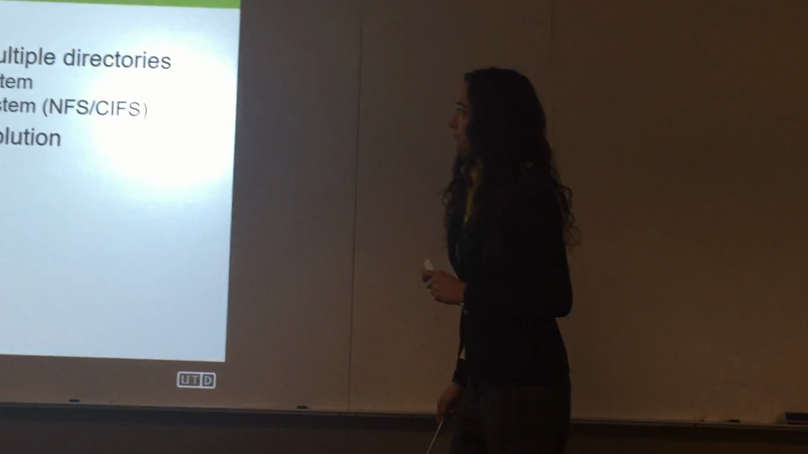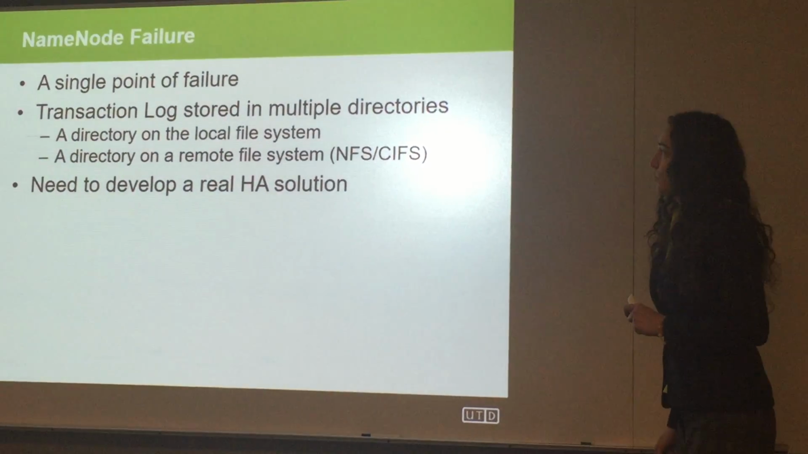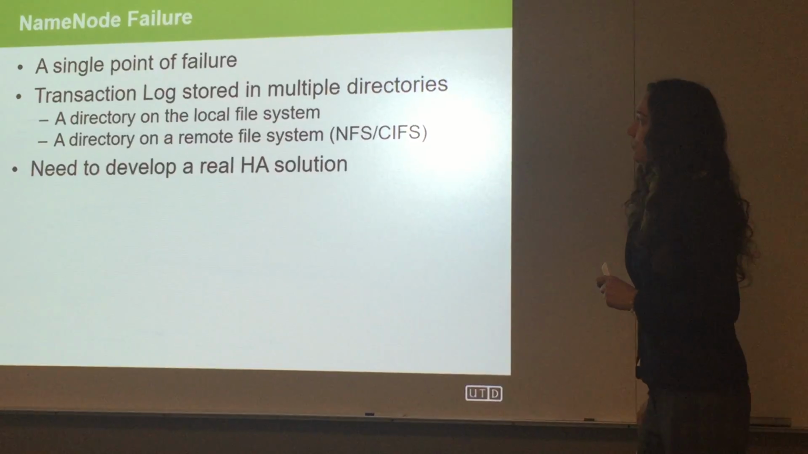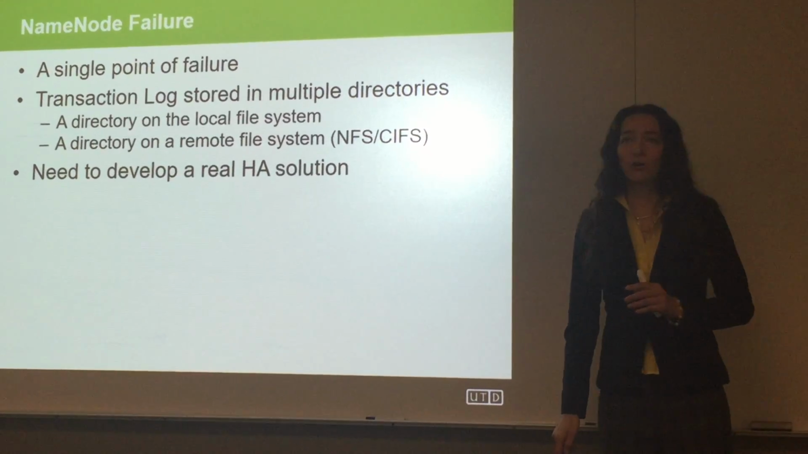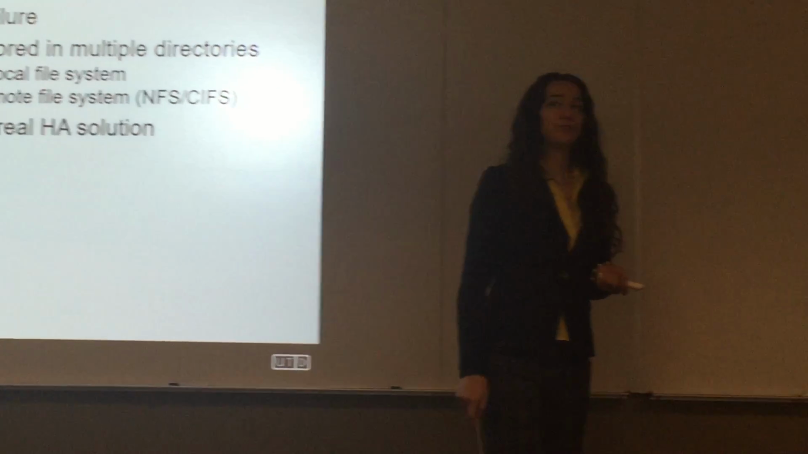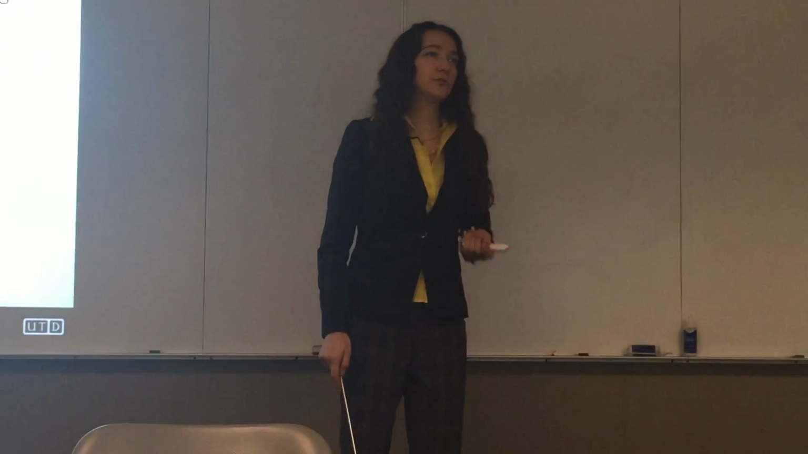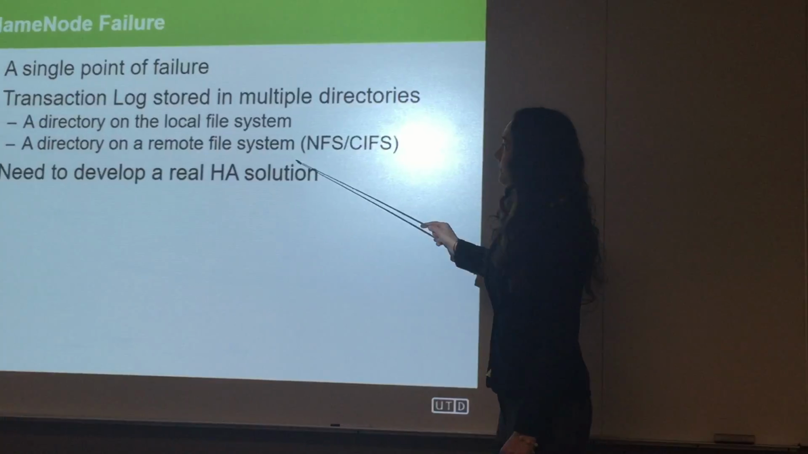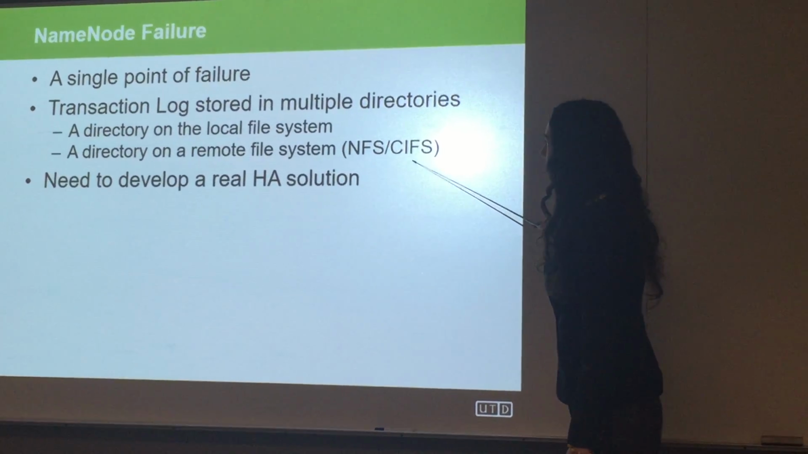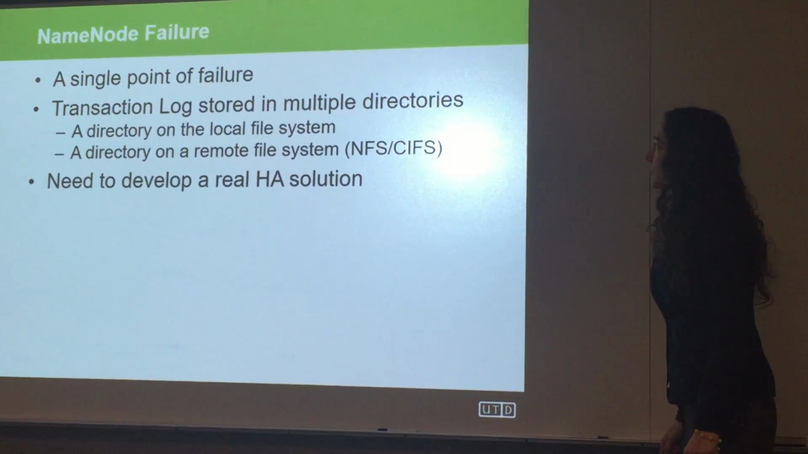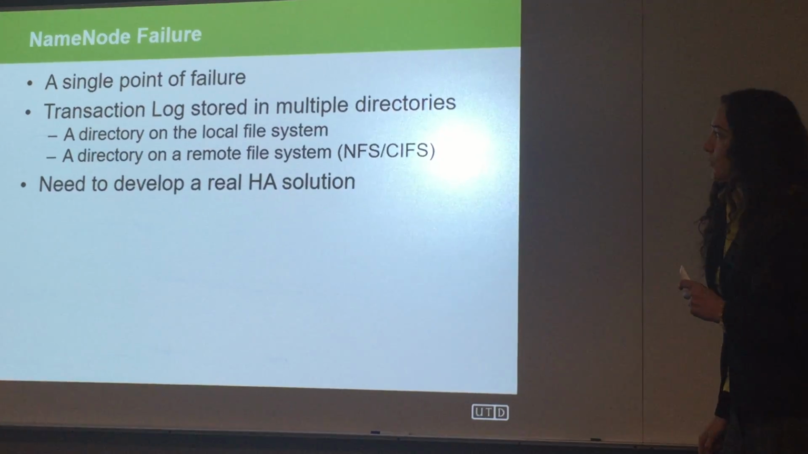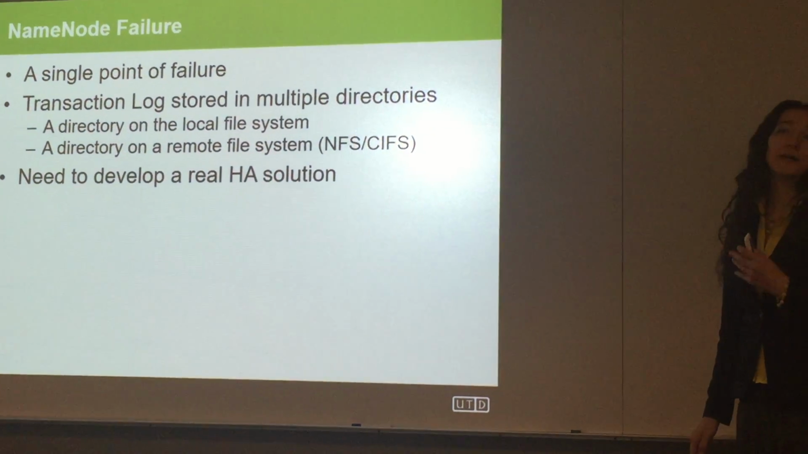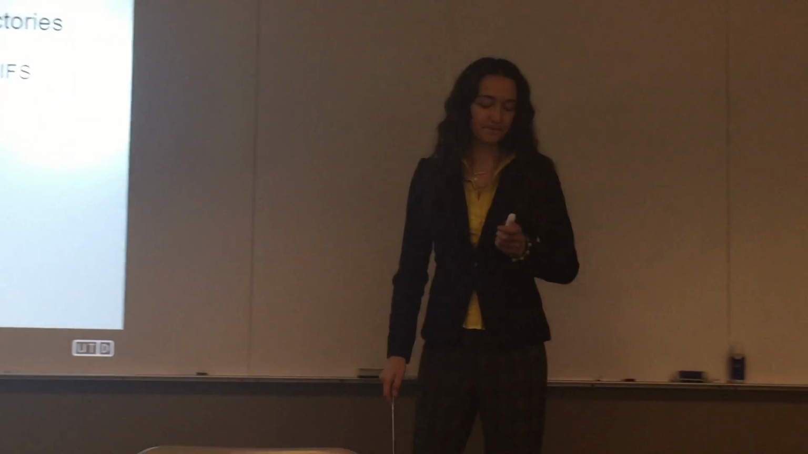NameNode failure is a single point of failure. We do have this transaction log that's going to store the NameNode's state when it failed, in a directory on the local file system and a directory on the remote file system. So we will keep this log in several places in case the log itself gets lost.